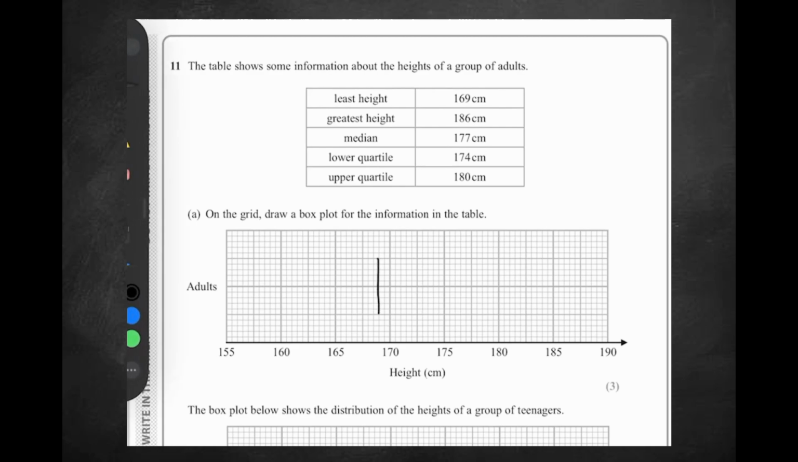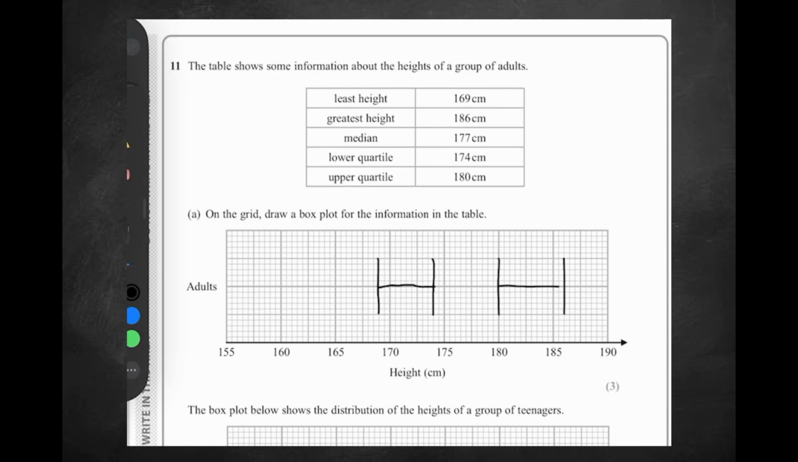And then at the top end, 186 is as high as we go. So similarly, 2 squares from 185 just to there. And then we have the lower quartile is 174. So 2 squares from there is going to be here. That'll be the start of our box. So I'm going to draw a line here. The upper quartile is 180. So we're going to draw another line here. That'll be the end of our box.